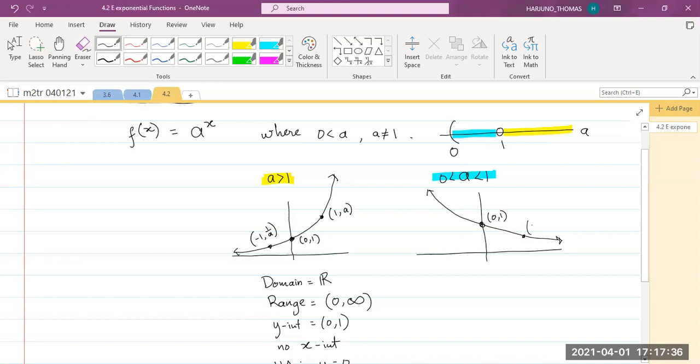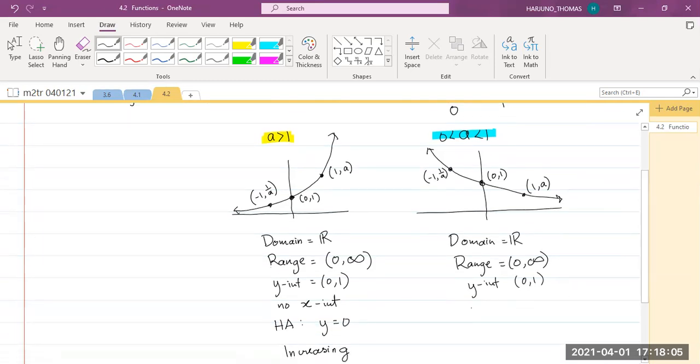This is (1, a), and (-1, 1/a). The domain is the same as the other case when the base is greater than 1: all real numbers. The range is also the same, from 0 to infinity. The y-intercept is also the same, that's (0, 1). X-intercept, both of them don't have an x-intercept.